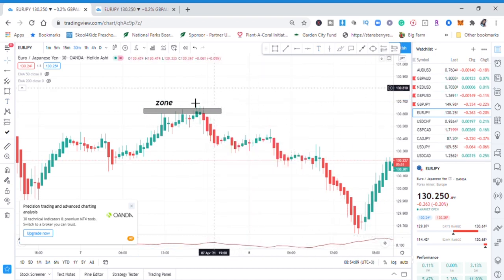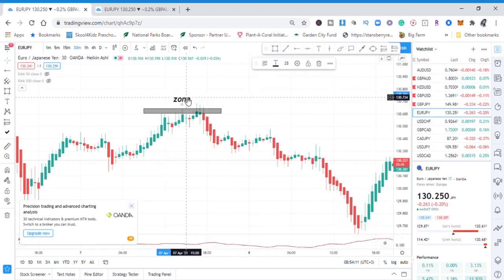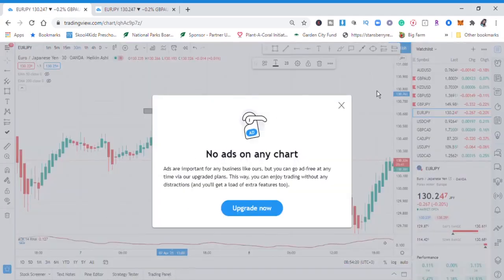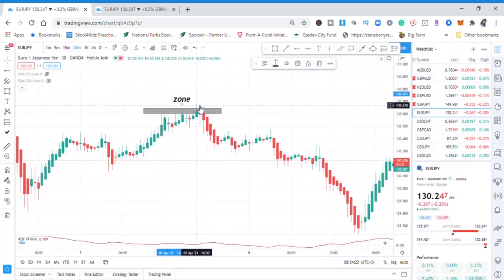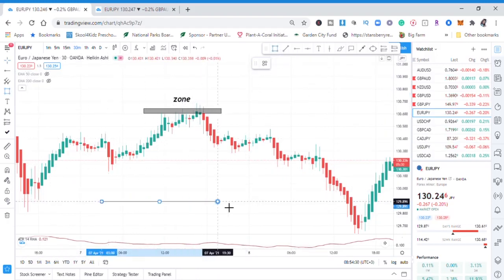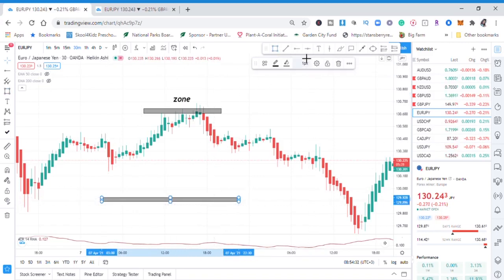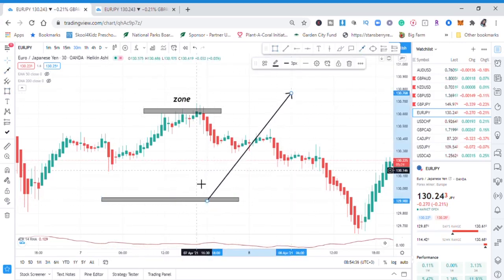So now you have identified your zone, and you know this is a rejection. If this rejection was on the downside, like it was here, we would be looking for a buy opportunity, because the sellers have been rejected. Now the buyers are the ones who are being rejected, so we are looking for a sell opportunity. So in this place, now you go down to the 1 minute time frame.